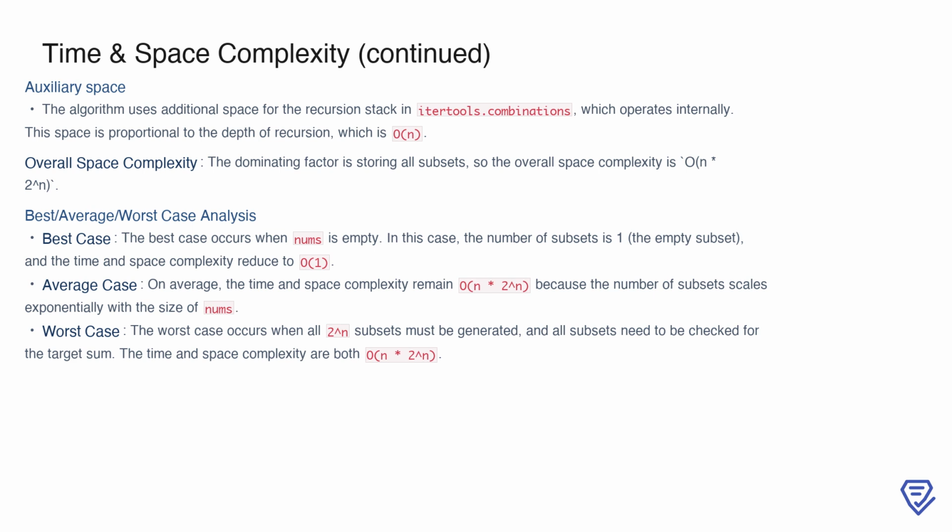Now, looking at the best, average, and worst case scenarios, the best case occurs when the input array nums is empty. In this situation, there is only one subset, the empty subset, and the time and space complexity drop to 1. On average, the time and space complexity scale is n * 2^n, because the number of subsets grows exponentially with the size of the input. In the worst case, all subsets must be generated and checked against the target sum, leading to the same n * 2^n complexity for both time and space.